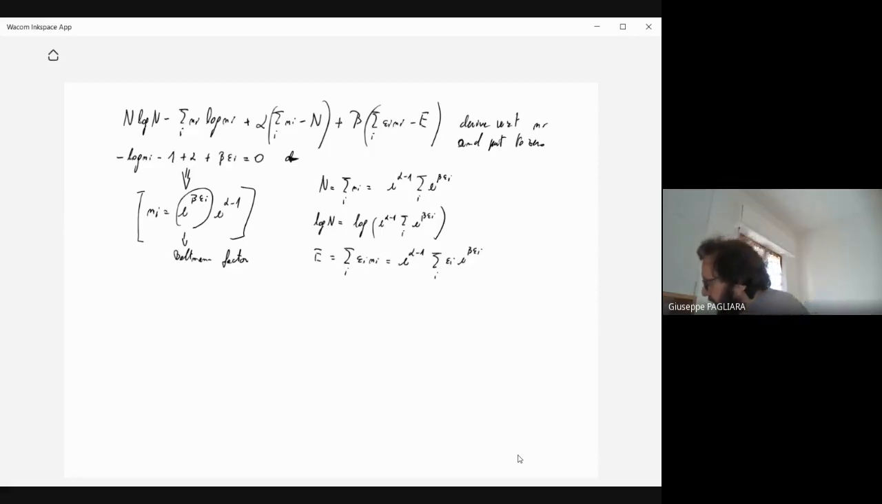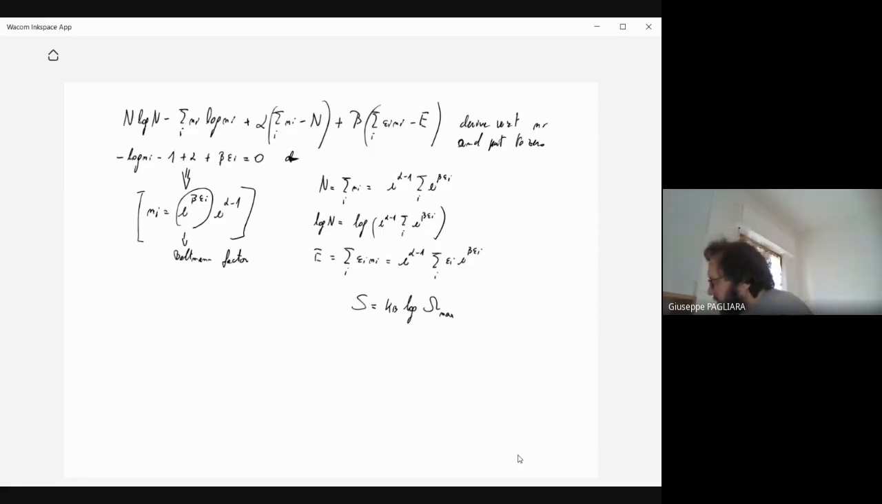Now, what is Boltzmann telling us? Boltzmann is telling us that the entropy is k_B times the log of the total number of configurations, but in this case we just consider omega max, from what we had said before.